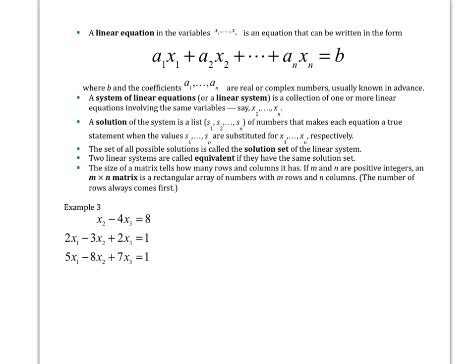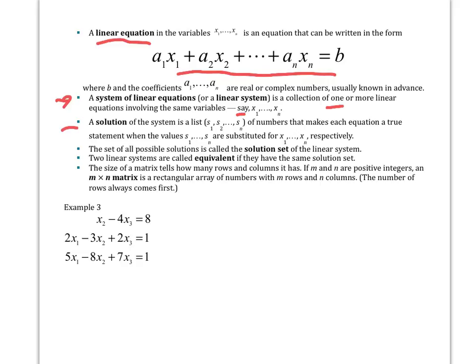Okay, so we have all these definitions that we want to go through. A linear equation in the variables x1, x2, ..., xn is an equation that can be written in this form right here. And then what we want to do with that is go ahead and be able to put it in a matrix. And so usually, not always, if I have n variables, then I'm going to have n equations in order to solve this out. So then we have a system of linear equations, or a linear system, which is a collection of one or more linear equations involving the same variables.